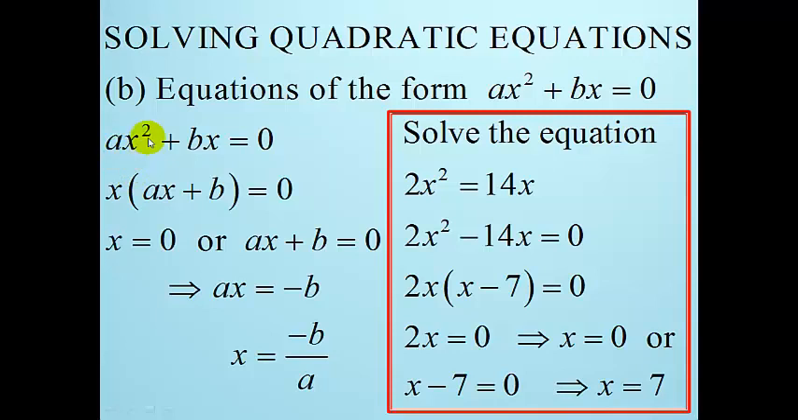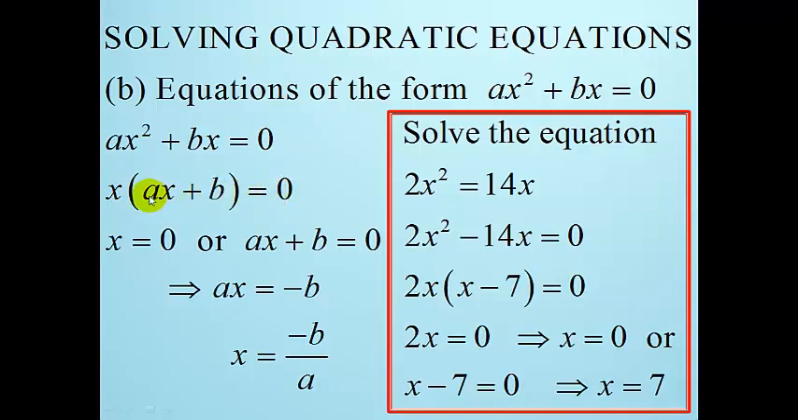Now, given ax squared plus bx equals 0, we can see that x is common to the term ax squared and it's also common to the term bx. Now we factor the common term out, that is x. So in bracket we have ax plus b. This is equal to 0.